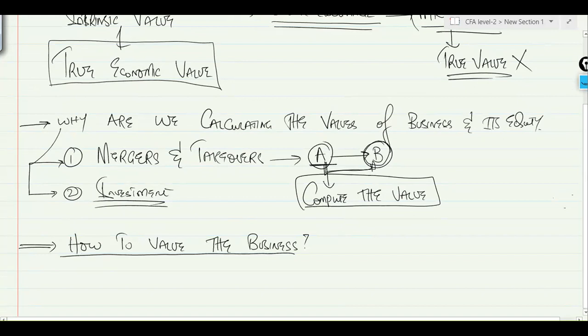If we start the process of valuing a business, let's suppose you are a person A, you want to take over business B, and you want to compute the value of business B. How do you start off? Obviously, the normal way to start off is that you need to gather some information. Without gathering information of business B, you cannot start off. So gather information of business B.